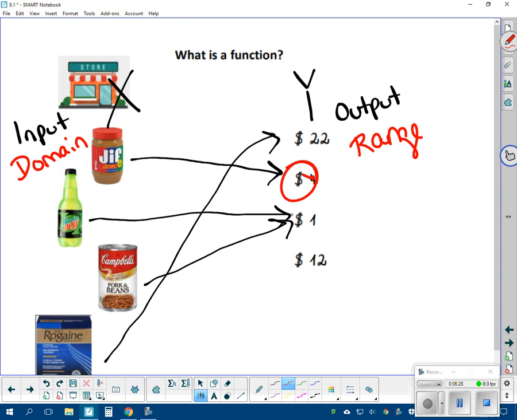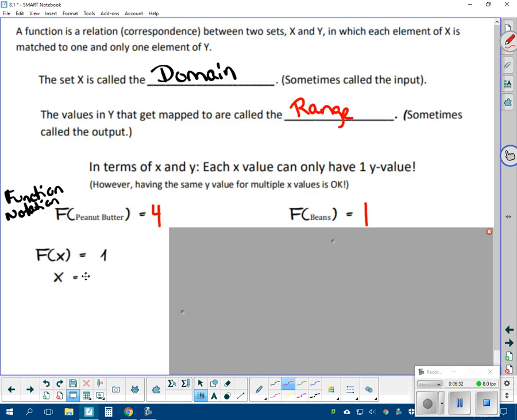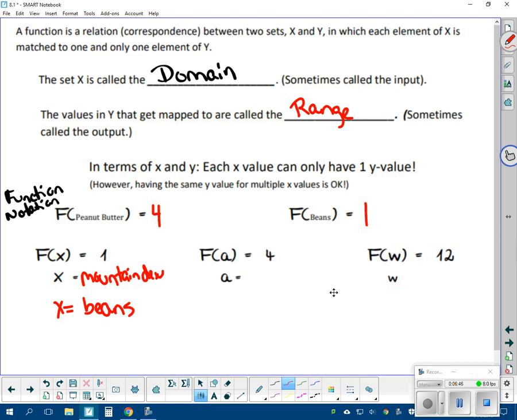Well, if I look at my dollar on the output, I have 2 inputs. So I actually have 2 answers for that. I have Mountain Dew, but I also have x equals the pork and beans. Okay, pause the video. You guys try these next 2.